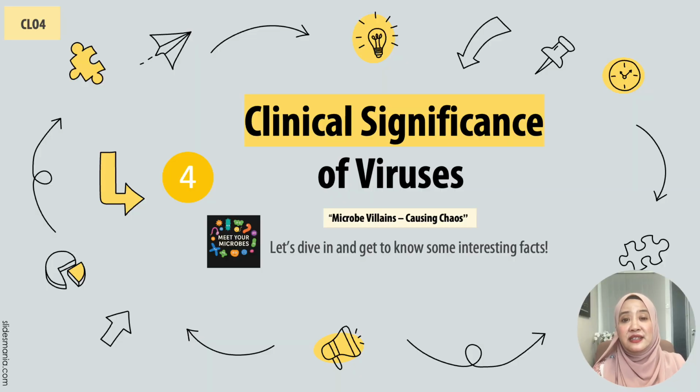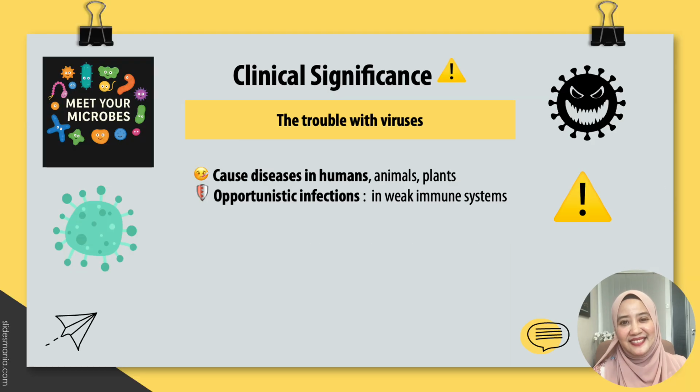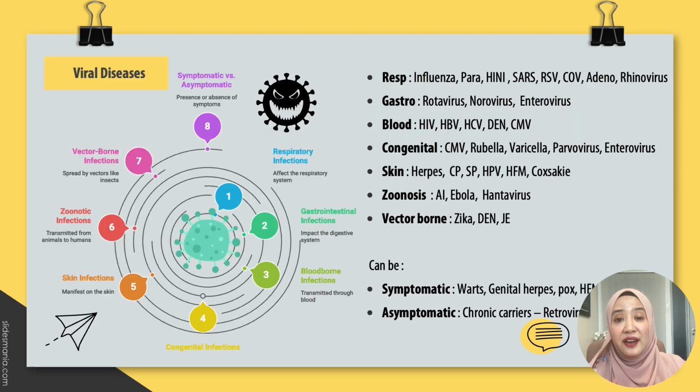Of course, many viruses act as pathogens, so let us look at some of the clinical significance of viruses. The trouble with viruses is that they are vicious. They cause infections not only in humans, but also in animals and in plants as well. In healthy individuals, usually a virus can remain dormant, but once your immune system is impaired or becomes weak, it can attack and cause opportunistic infections. So viruses, they are nasty.